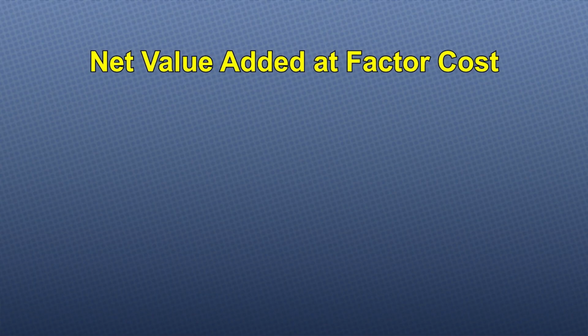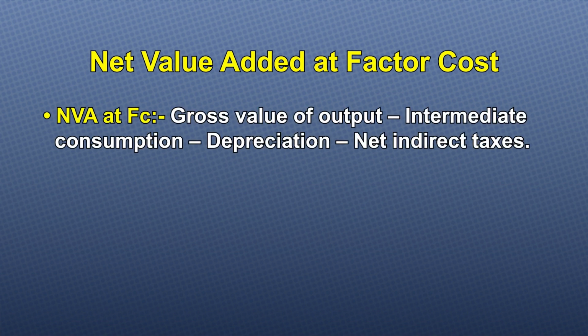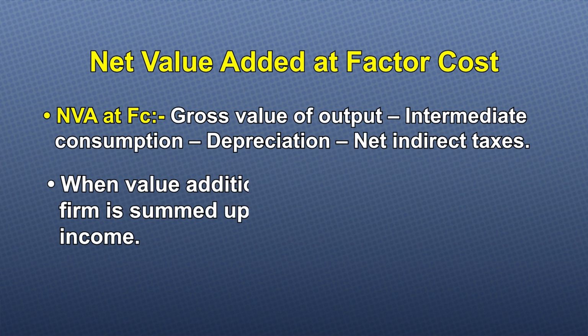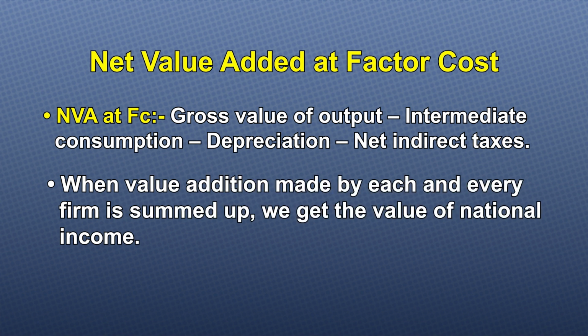So, the formula to calculate net value added will be NVA at FC equals gross value of output minus intermediate consumption minus depreciation minus indirect taxes. When the value addition made by each and every firm is summed up, we get the value of national income. We can study the value added method under three subheadings: methods, steps involved and precautions.